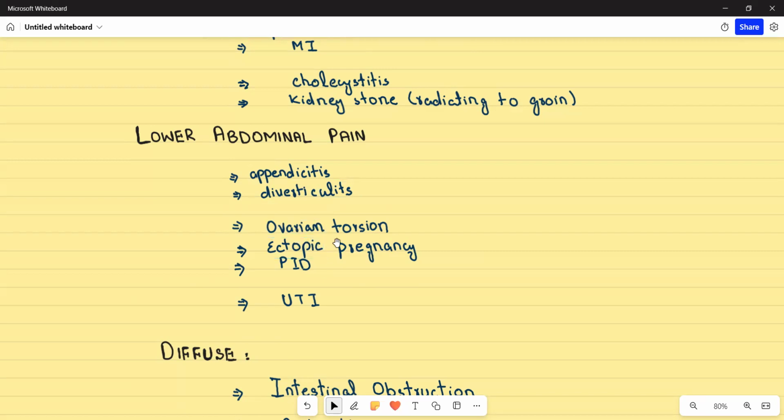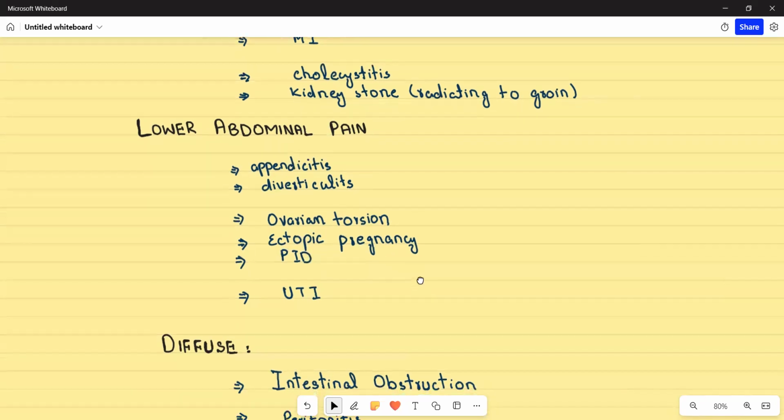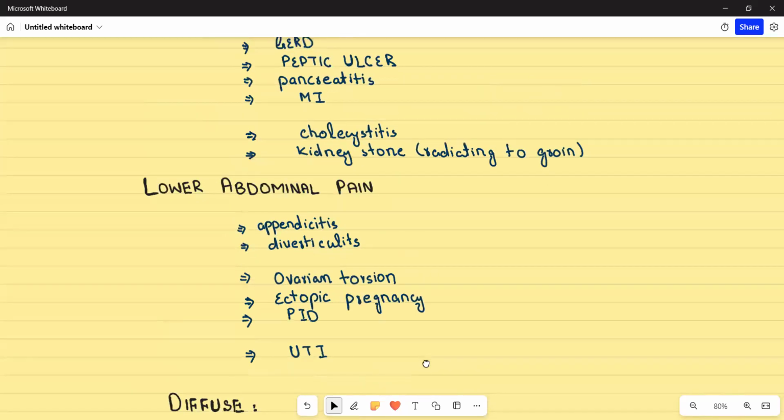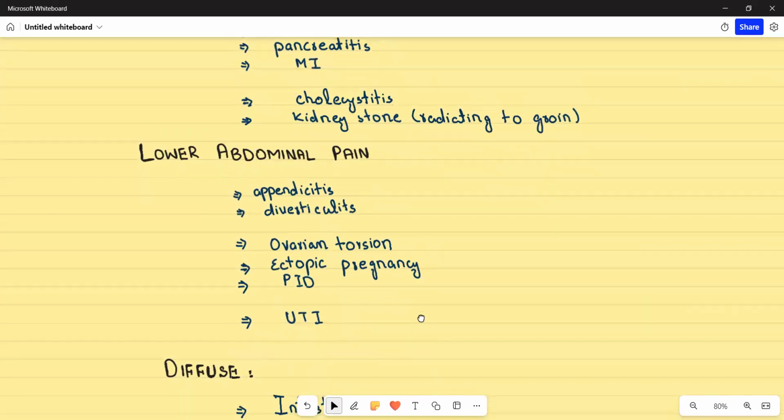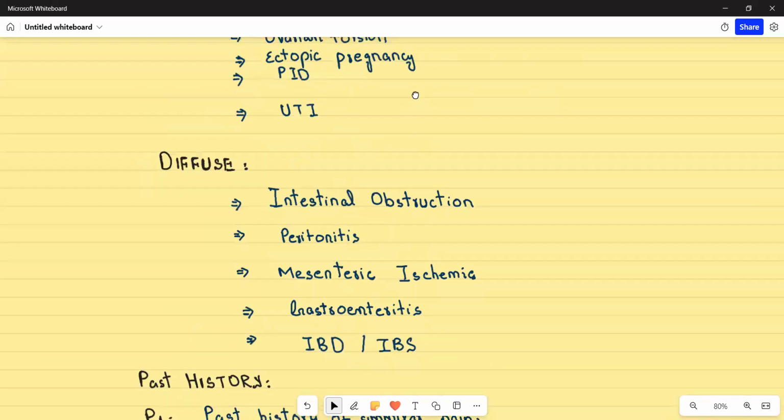Ectopic pregnancy can again present with lower abdominal pain. PID, pelvic inflammatory disease, will also present with lower abdominal pain. And UTI will present with lower abdominal pain in combination with urinary symptoms like frequency, urgency, dysuria, blood in urine, etc. PID will have an associated discharge and history of unprotected sexual intercourse. So that was abdominal pain in terms of its differentials, whether it is predominantly involving upper abdomen or lower abdomen.